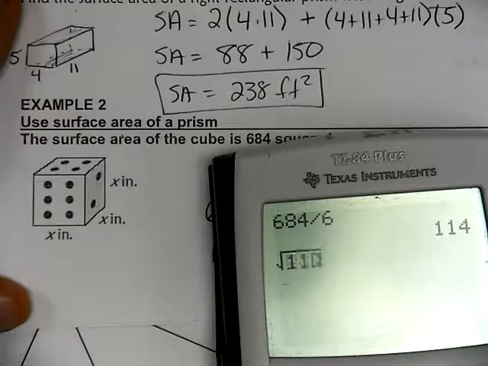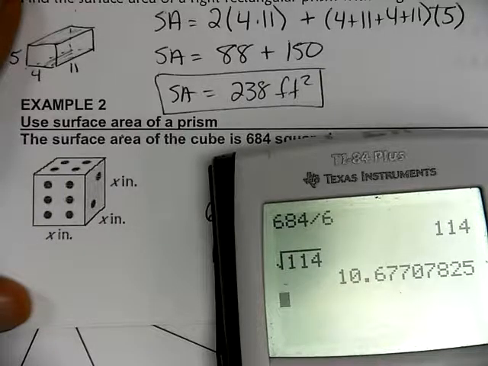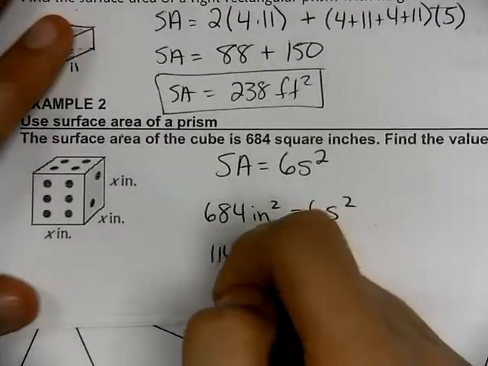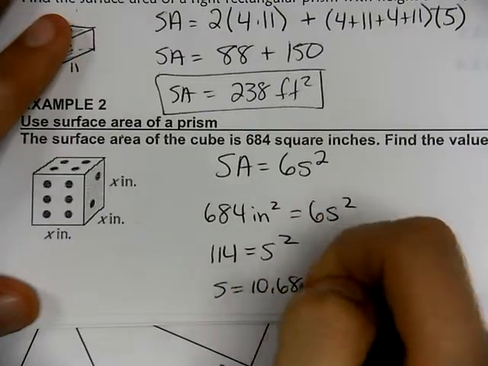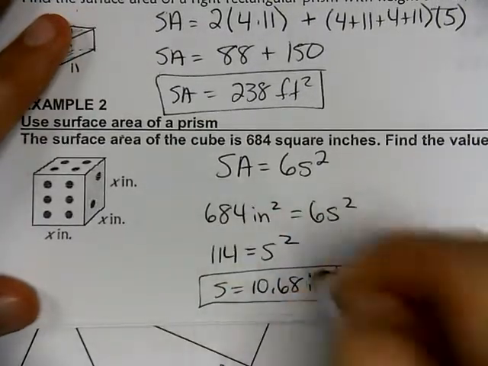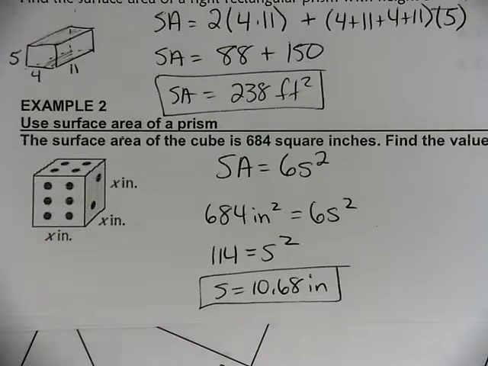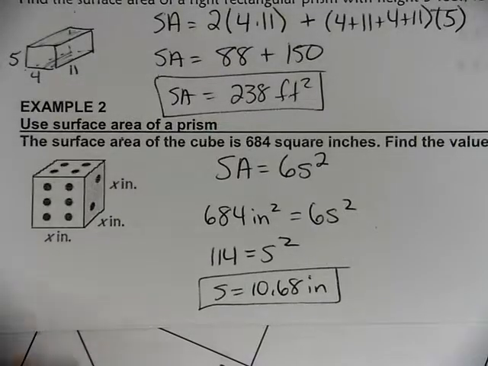Square root, 10.68 inches. So, like I said, cubes are one of the only prisms that we're going to work backwards on. Okay, the other one we have to talk about today is a cylinder.